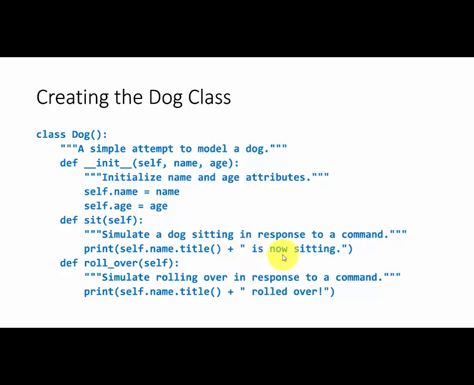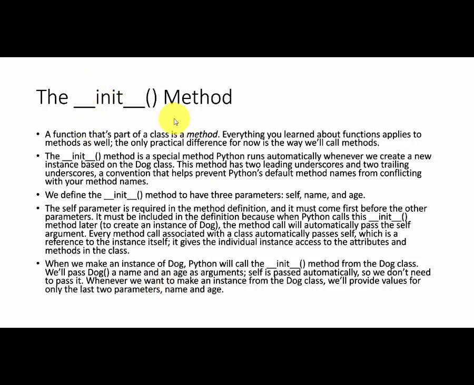My dog is sitting. If I call the rollover method, my dog is rolled over. Okay, so this is the definition of the class. The init method explanation is given to you here. This is a special method that Python automatically runs whenever we create a new instance based on the Dog class.